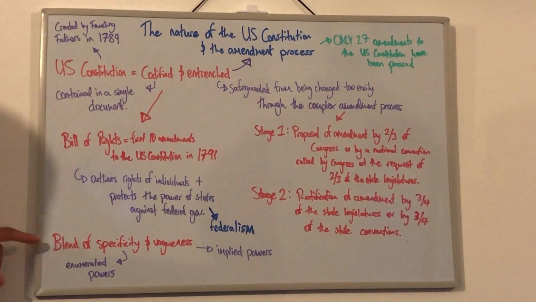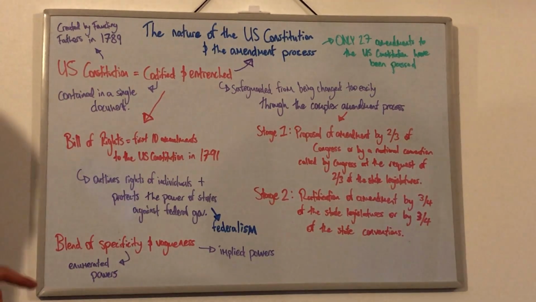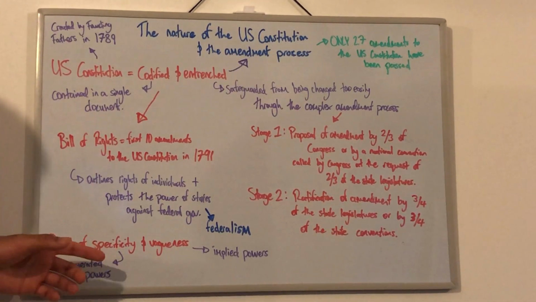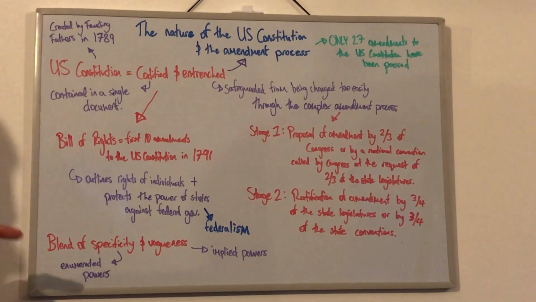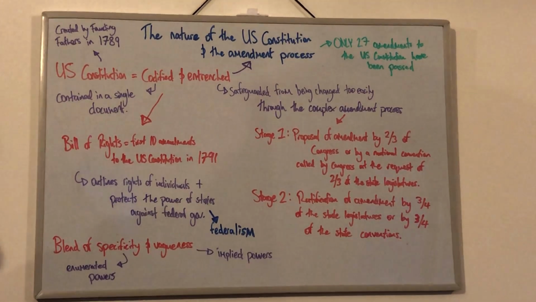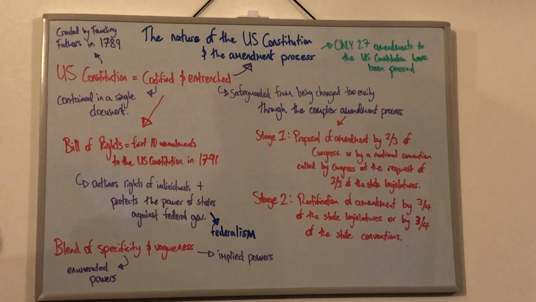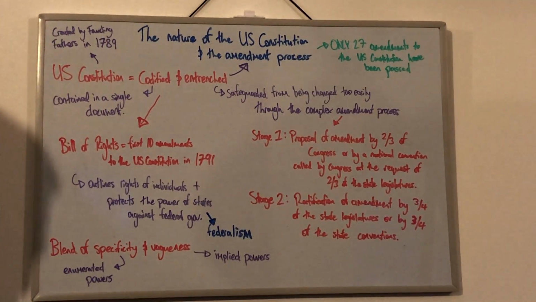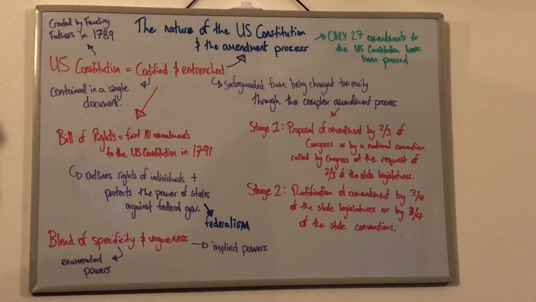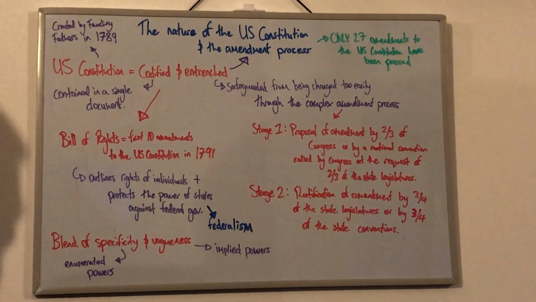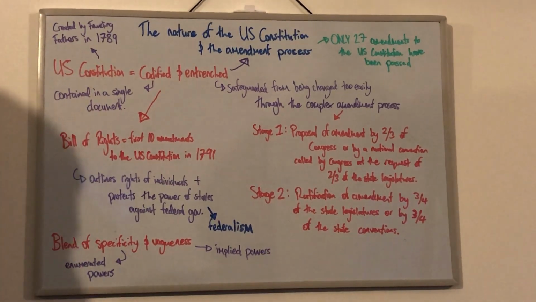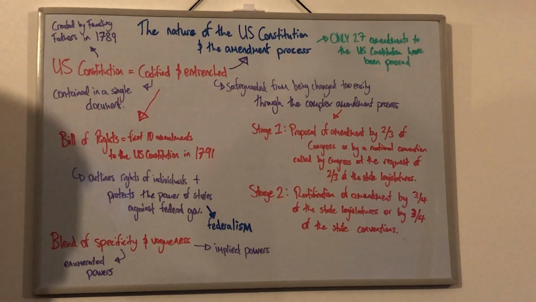The US Constitution is also a blend of specificity and vagueness, okay? In terms of being specific, we've got the enumerated powers. The enumerated powers are the powers which are mentioned explicitly by the Constitution for the three branches of government, so the explicit powers of Congress, the executive, and the Supreme Court. The reason why it's a blend of specificity and vagueness is because there are also some implied powers which can be implied from the wording of the US Constitution.